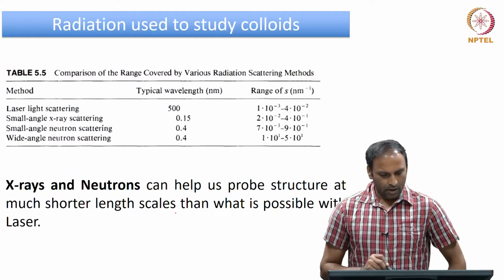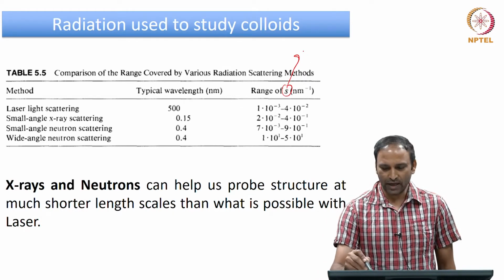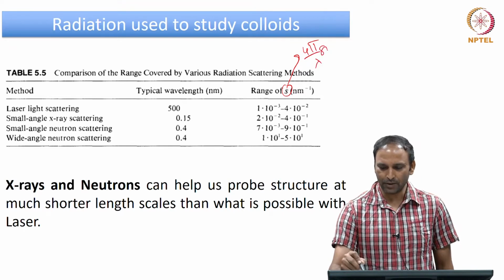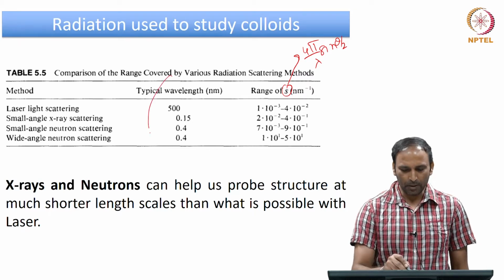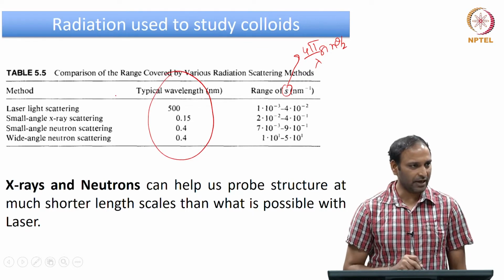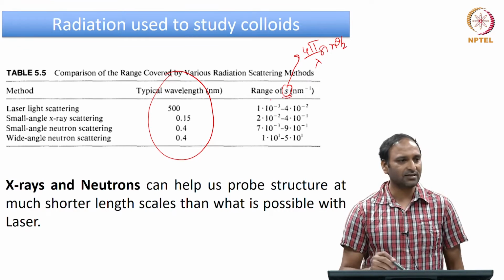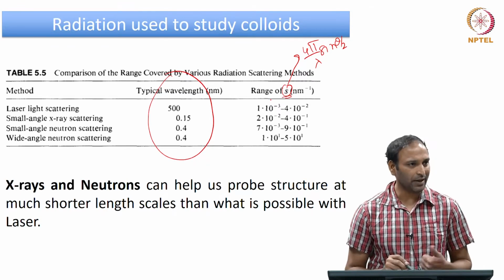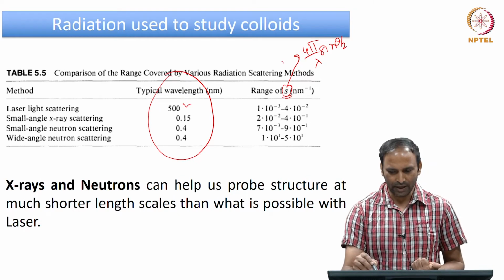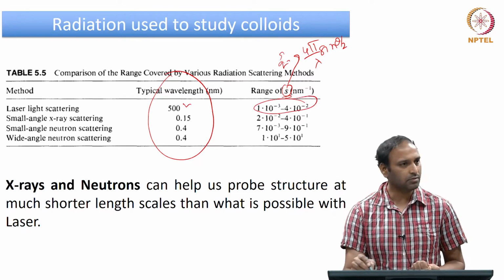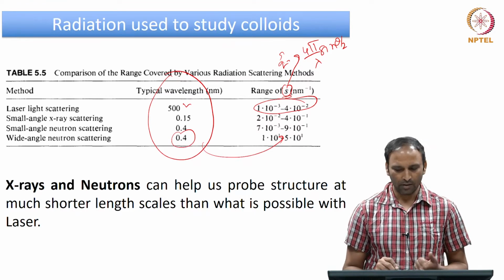So, this S I already defined, it goes as 4 pi by lambda into sine theta by 2. Now, depending upon the wavelength of the light source, the range of S that I have access to will vary. If lambda is more, your q, or S, is going to be smaller. If lambda is small, your q is going to be larger.